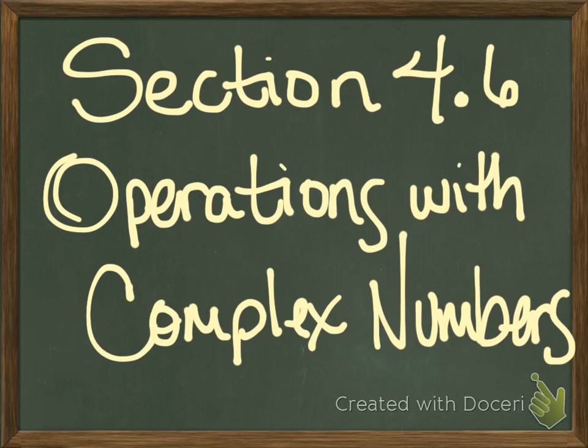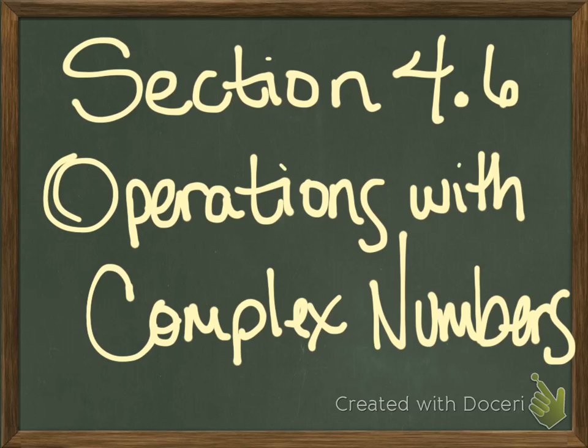Section 4.6, Operations with Complex Numbers. Now, there's really only one problem that I'm going to be doing in this whole section of notes that is going to directly relate to our work in this chapter with solving quadratics, and that's basically using what we did yesterday, and if we end up with our x squared equaling a negative number, then that's where complex numbers are going to come in.